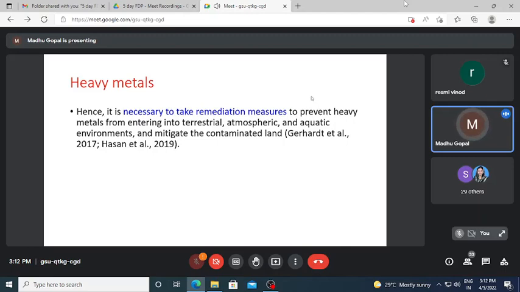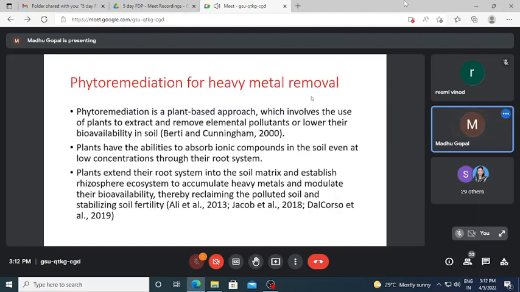There is a need to take up remediation measures to prevent heavy metals from entering into the different components of the environment and mitigate the contaminated land. So here phytoremediation comes to our rescue. Phytoremediation can be effectively applied here also. Plants have the ability to absorb ionic compounds in the soil, even at low concentration, through their root system. You know that the plants extend their root system into the soil matrix and establish the rhizosphere ecosystem associated with the root zone, to accumulate heavy metals and modulate their bioavailability. And in that process, the polluted soil can be reclaimed and soil fertility will get stabilized.